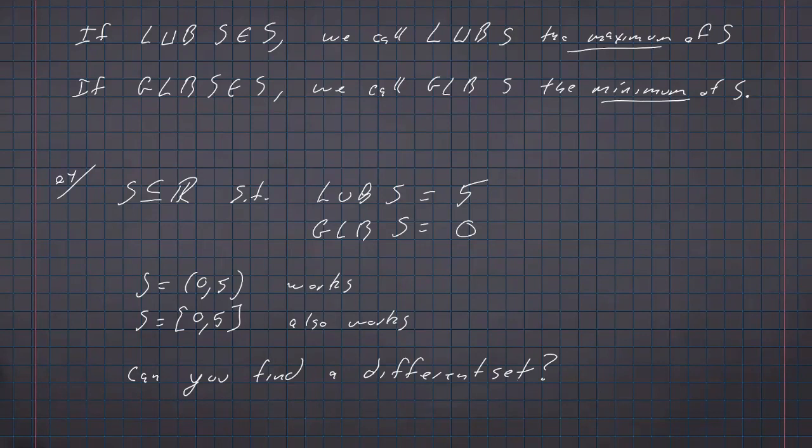Right? Can you find a different set? A set that is not simply one of the 4 intervals from 0 to 5, where the least upper bound of the set is 5 and the greatest lower bound of the set is 0. There are infinitely many of them. If you can find any one, then you probably understand what's going on. There are 2 major classes of them that I'll be happy to talk about in class, but I want you to spend some time thinking about that.